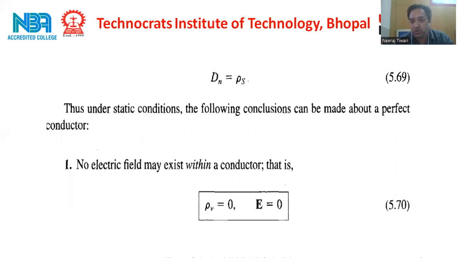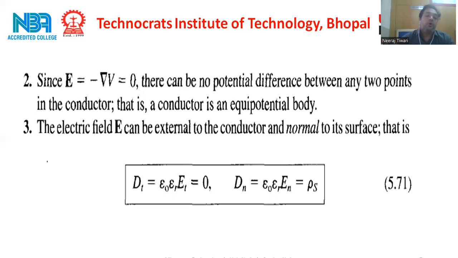If E is equal to 0, that means del V is equal to 0. Del V means what? It's the volume charge density. Of course, if you are saying E is equal to 0, that means del V is equal to 0, because del V is the volume charge density.